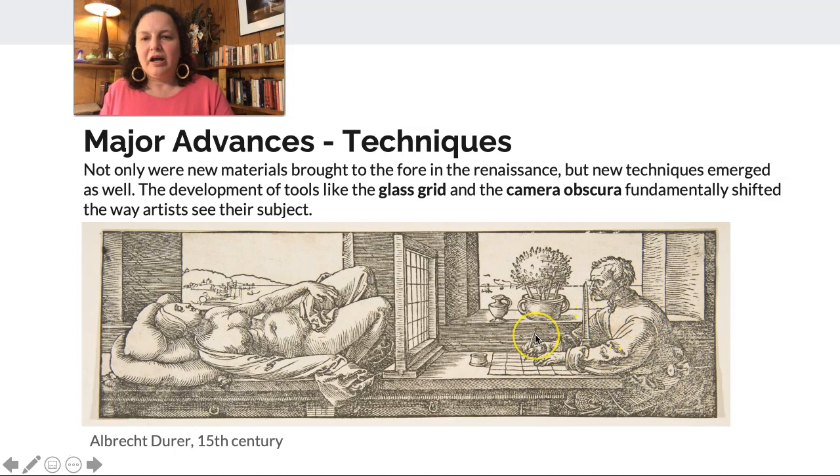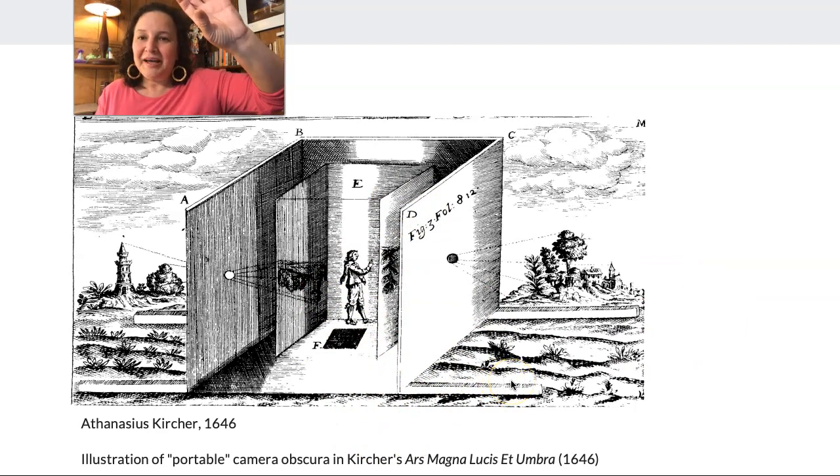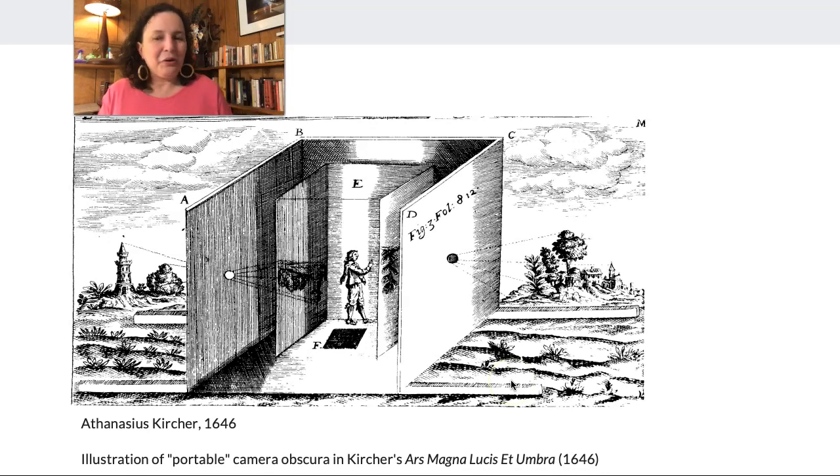And we also have another vision-based tool, the camera obscura. The camera obscura is basically a tool that takes light coming into a large box. And when I say large, I mean a box that you can fit in. And then it projects the image upside down in that box. So what you can do is you can trace it.